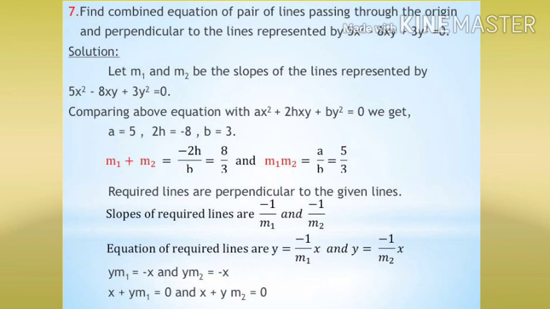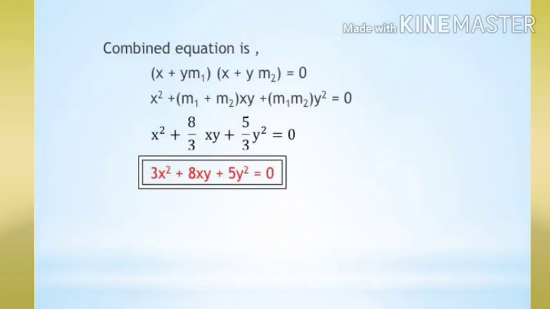Now since the lines we require are perpendicular to the given lines, we know that the product of the slopes of perpendicular lines is equal to −1. Therefore, the slopes of our required lines will be −1/m1 and −1/m2. Equations of the required lines will be y = −(1/m1)x and y = −(1/m2)x since the lines pass through the origin. So what are the equations? x + m1y = 0 and x + m2y = 0.